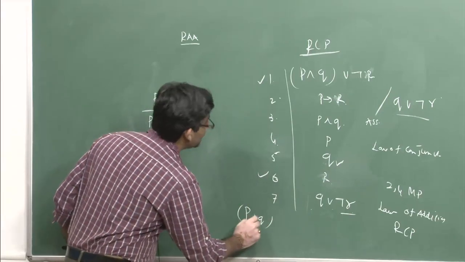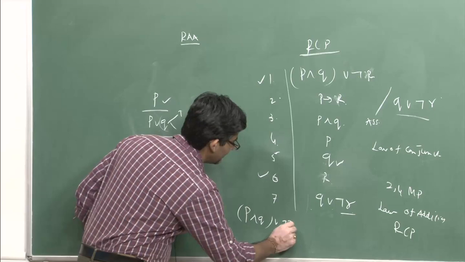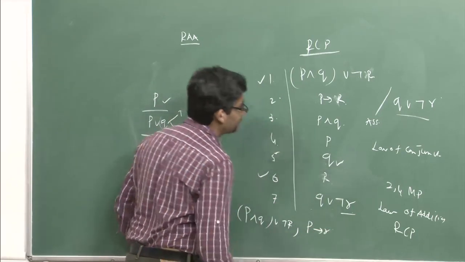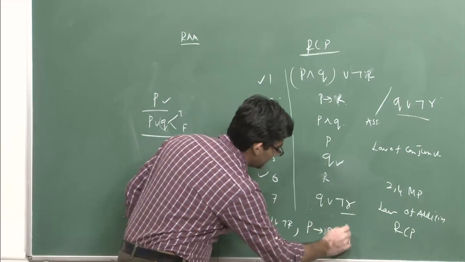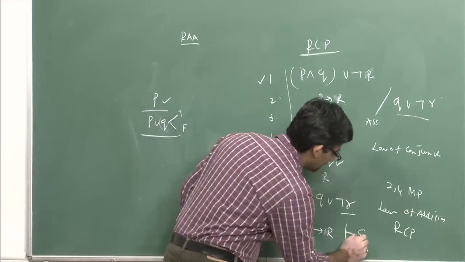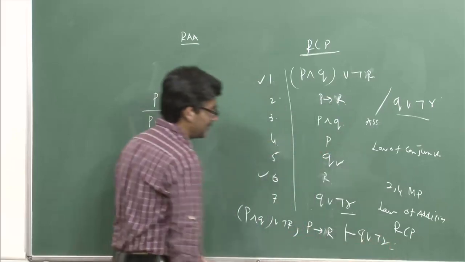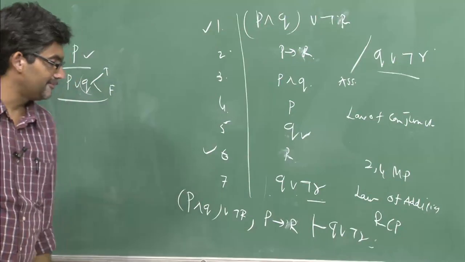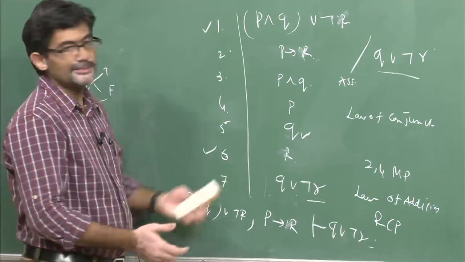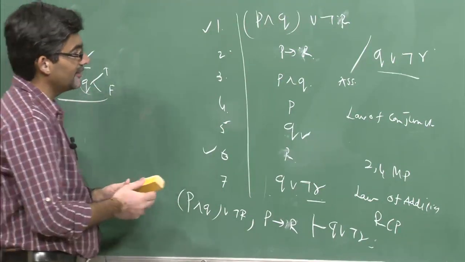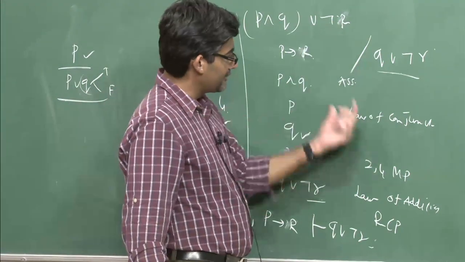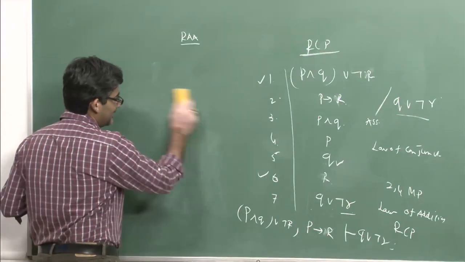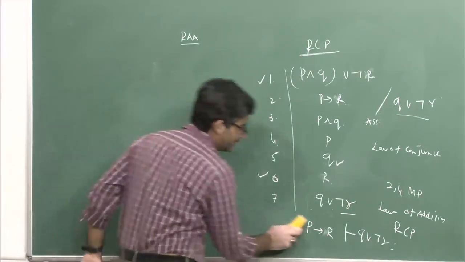Now you can formulate the same problem. You can say that P and Q are not R, comma, P implies R, and then this leads to Q or not R, because we showed that Q or not R follows from these two premises. So in this way one can prove whether or not the conclusion follows from the premises. But there is another way of proving it, that is what is called the reductio ad absurdum method.